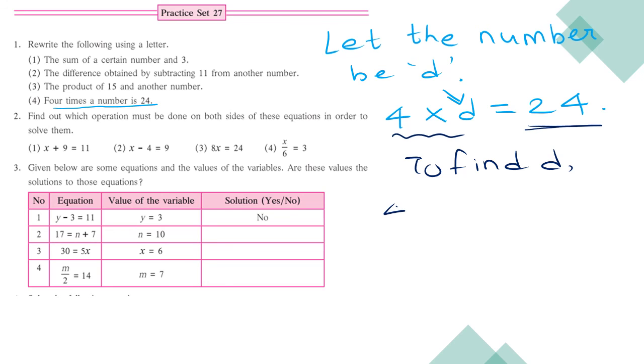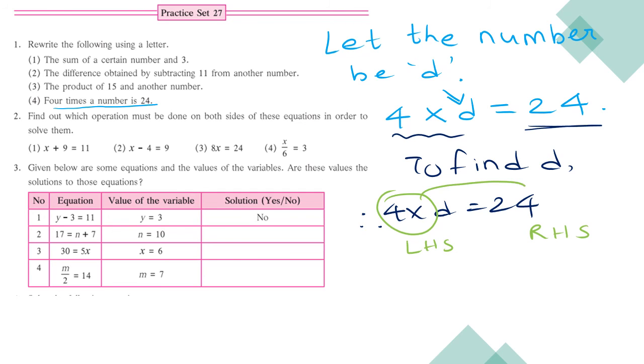So 4 multiplied by D is 24. You write the therefore sign here. So you know this is in multiplication. So when you shift it from left hand side to right hand side, LHS means left hand side and RHS means right hand side, what happens is it gets divided. Multiplication becomes division. Division becomes multiplication. Addition becomes subtraction. Subtraction becomes addition. When you shift from right hand side to left hand side or left hand side to right hand side, both are the same.